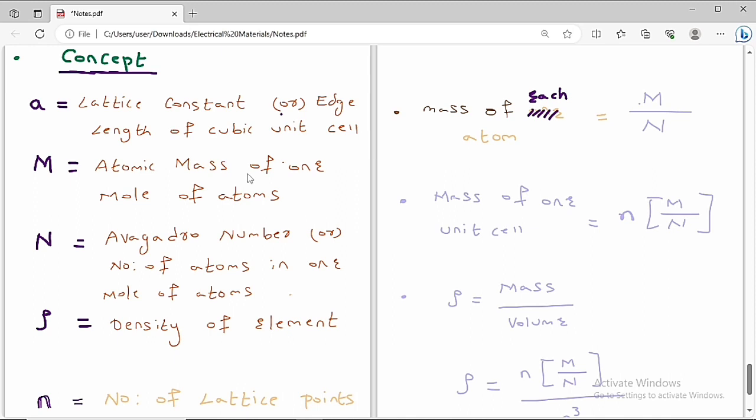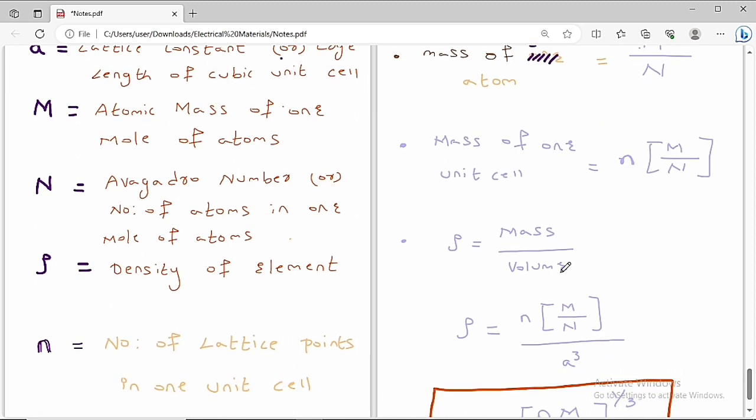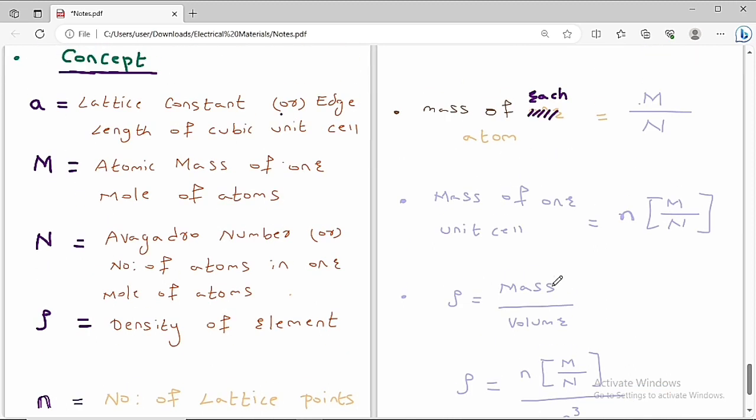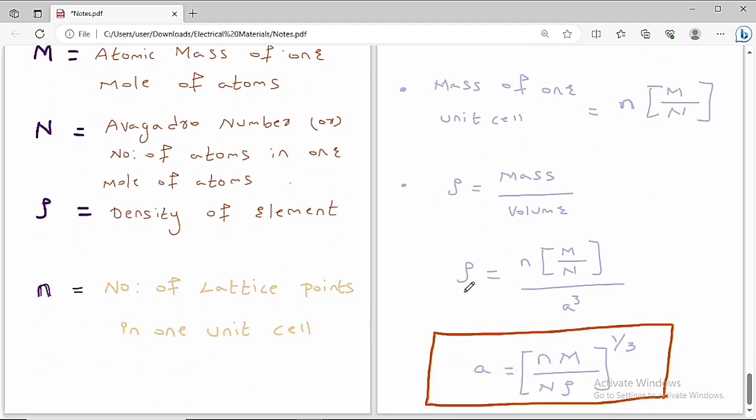And if you know the formula, what is density? Density is equal to mass by volume. I want to apply this formula only for 1 unit cell. The mass of 1 unit cell is small n into capital M by capital N, and density is rho. Then what is the volume of 1 unit cell? Since it is a cubic, all the lengths are equal, so the volume is a cube. If you simplify, you are going to get finally a is equal to small n into capital M by capital N into rho, all to the power of 1 by 3. So it's a very important relation.